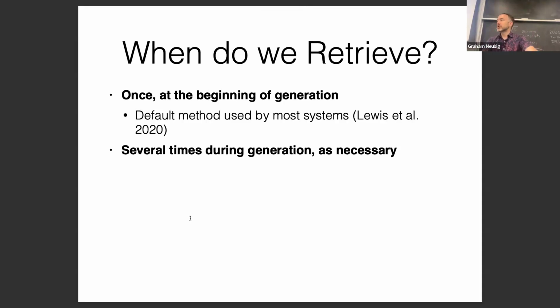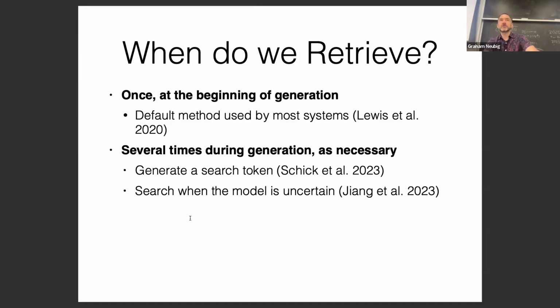However, we've been moving towards more long form generation. We've also been moving towards tasks where we have agents that do things in multiple steps. And if that's the case, then we don't necessarily want to only retrieve once at the very beginning. We might want to be retrieving multiple times. There's a couple ways we can do this, like generating a search token or searching when the model is uncertain, and I'll talk about both these in detail.